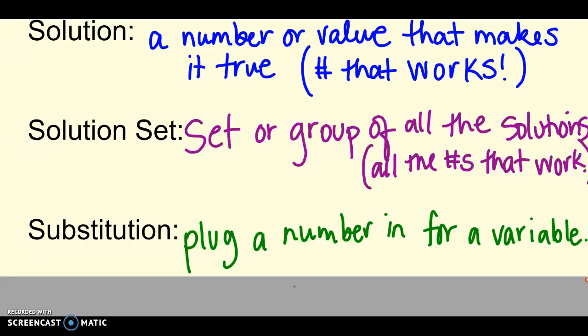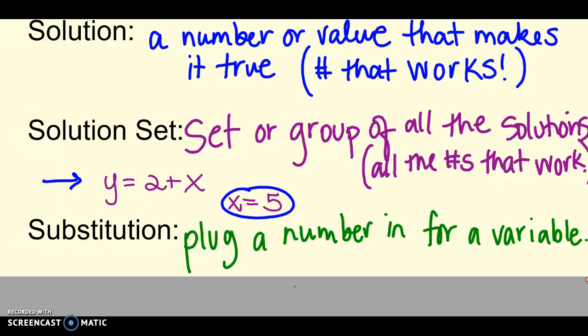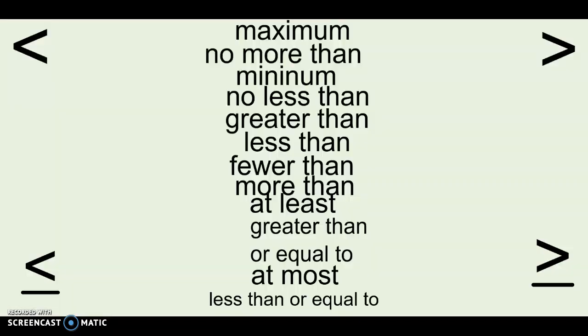And this last one we talked a little bit about in chapter 3 as well. Substitution. That means to take a number and plug it in for a variable. So if I had something like this equation here, y equals 2 plus x, and they tell me that x is equal to 5, I could substitute it in and plug it in and end up with 2 plus 5, and then I would be able to tell that y was equal to 7. So that's substitution. When you take a value that they give you, plug it in for the variable, and then keep working it out.